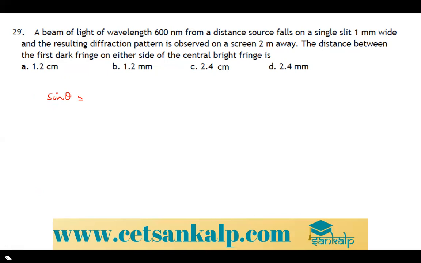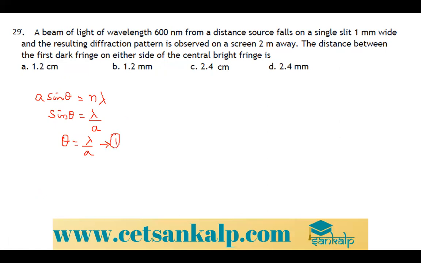We'll take it as a only. Why? Because we are familiar with that only, right? a sin theta is equal to n lambda. Since it is first, n is equal to 1. So I can write it as sine theta is equal to lambda by a. But since theta is very small, sine theta is approximately equal to theta. So theta is equal to lambda by a. You call this equation 1.